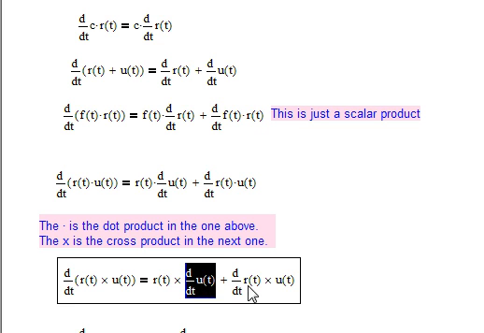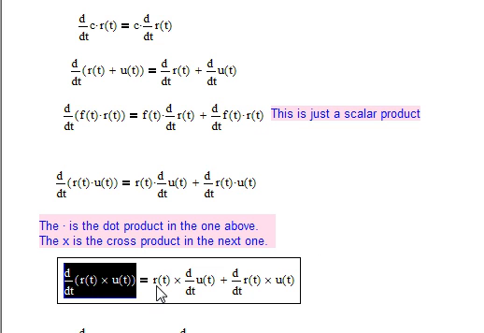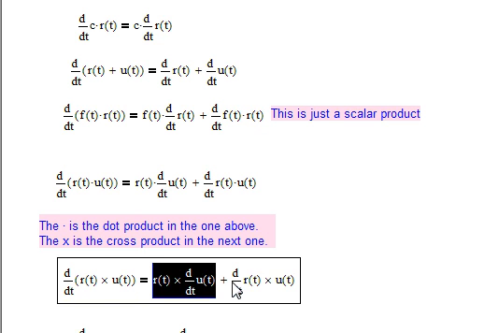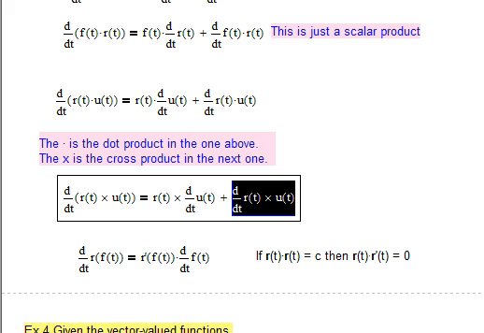Now the cross product of two vectors, if you took the derivative of that, then it's the first cross the derivative of the second plus the derivative of the first cross the second. So again, it's the product rule, but it's interesting that the result of this differentiation will give us the sum of two cross products, which is itself a vector plus a vector, which is another vector.